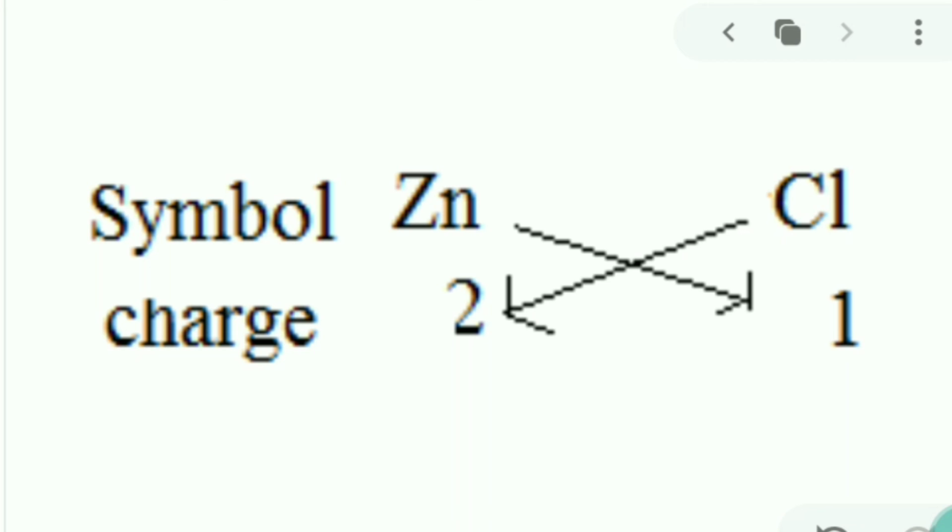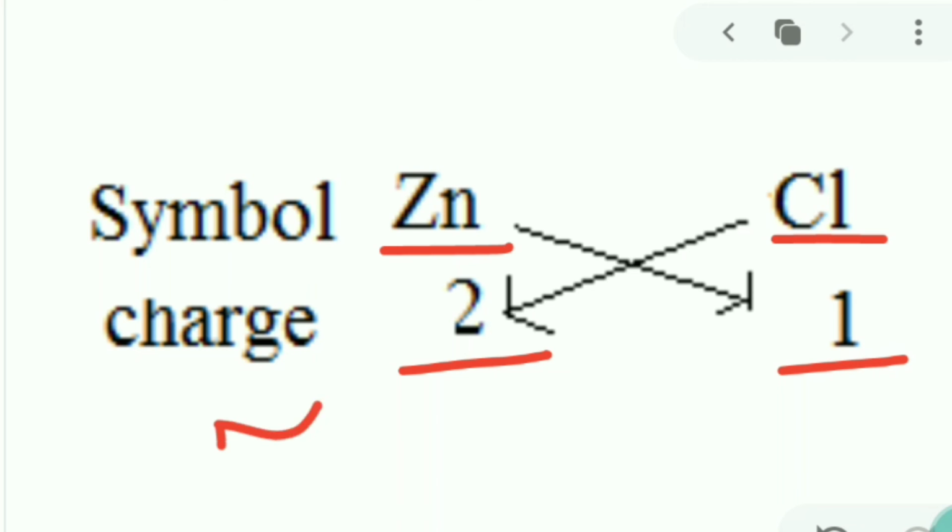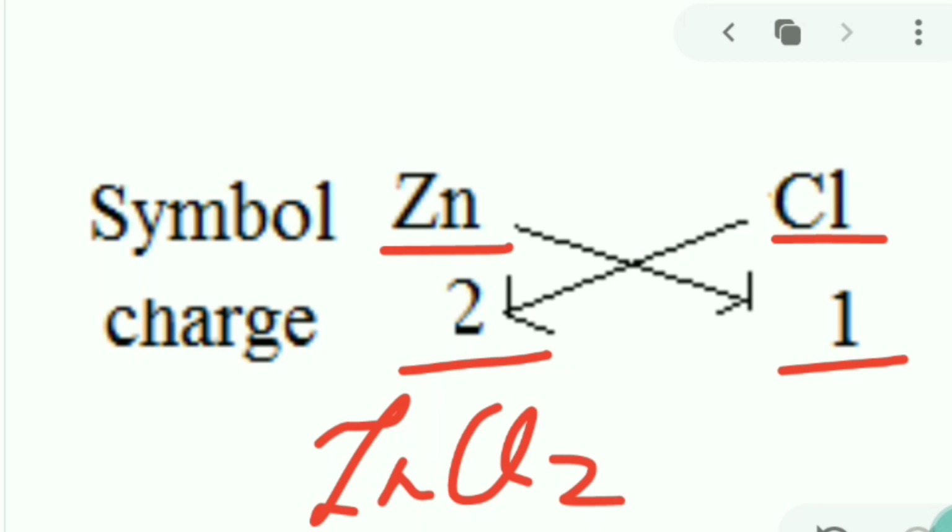Next, zinc chloride. Zinc first with the valency 2, chlorine second with the valency 1. Crisscross them and the formula turned out to be Zn1Cl2, which we can simply write as ZnCl2.